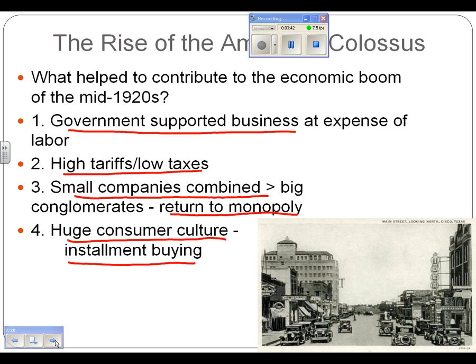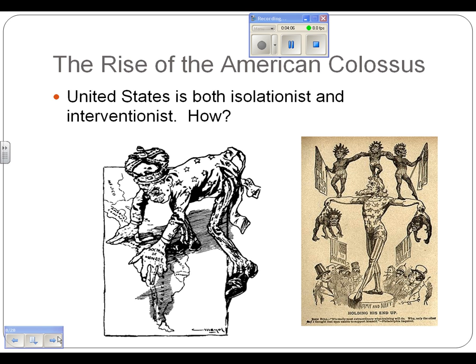Small companies were combined to create big conglomerates. It was a return to monopoly. We had, and you'll learn about this next year, a monopoly phase in the 1890s, and we'll return to that. We'll also see a huge consumer culture growing in the United States, particularly with installment buying. As people start to buy on installment and buy on credit, you'll see a big increase there in businesses.